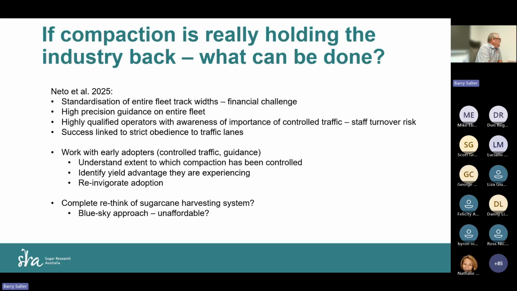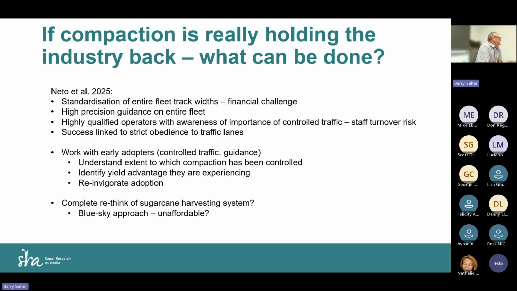They also said that you need high precision guidance on the entire fleet, and highly qualified operators with an awareness of the importance of controlled traffic. They cited a staff turnover risk: if those highly qualified operators left and you then had to get less qualified operators, that would be a problem. But they essentially suggested that the success of controlled traffic relied on strict obedience to sticking to those traffic lanes.